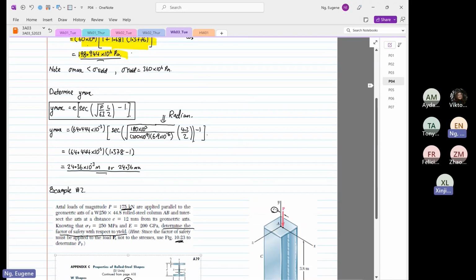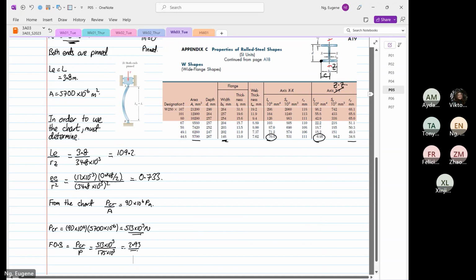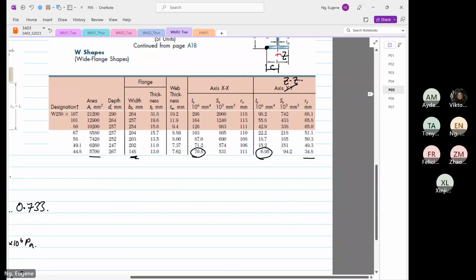I have a few questions. Why is the radius of gyration about the z-axis? Because 6.95 is lower than 70.8, so you have to use 34.8 as the radius of gyration.